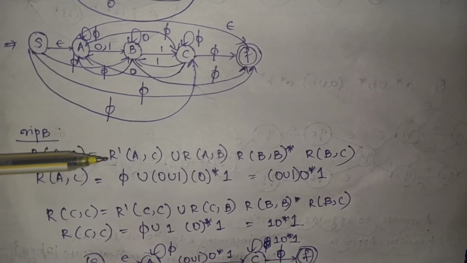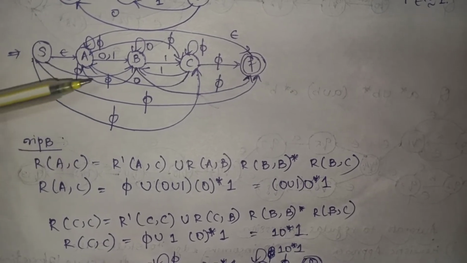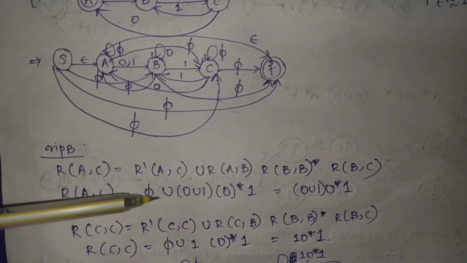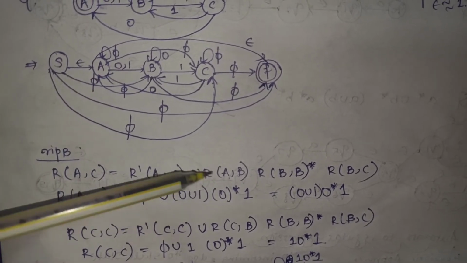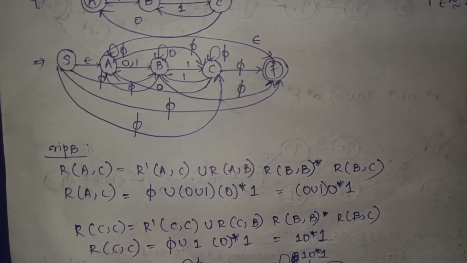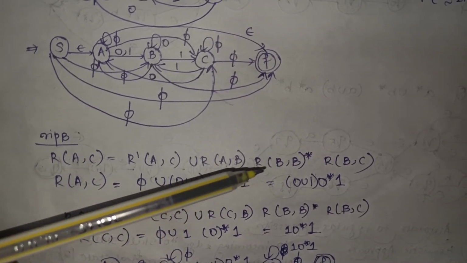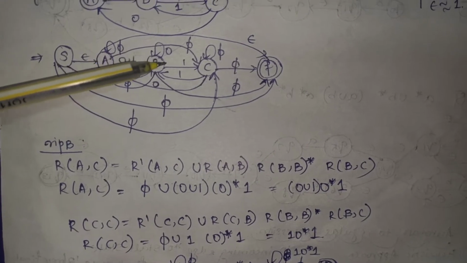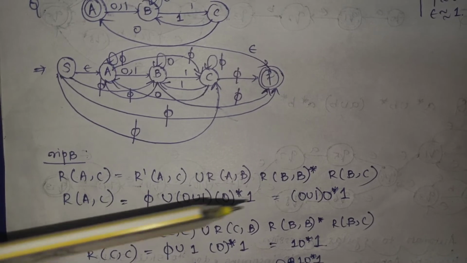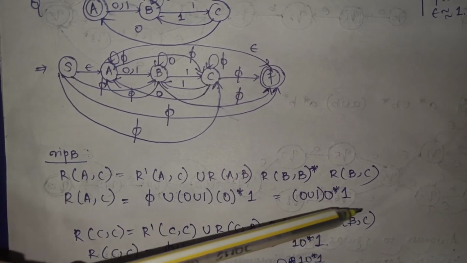So you've written this. Then you see A to C, what is the transition? A to C has phi. Then you have union. You see the automata and you write the values. Then you have R of A comma B, that is 0 comma 1, which is nothing but 0 or 1, so you write it as 0 union 1. Then you have R of B comma B whole star. R of B comma B is 0, and since they have given star, it is 0 star. Then you have B comma C, which is 1. So R of A comma C, this is the value.